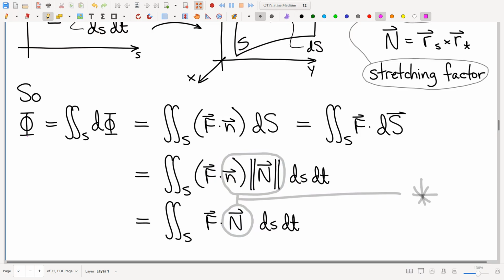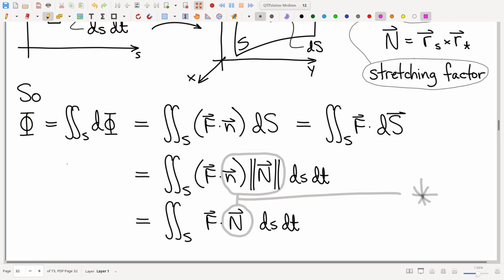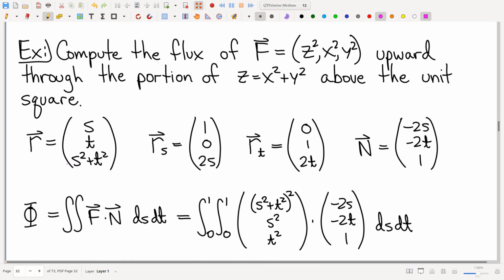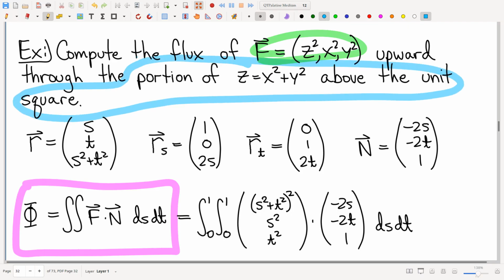Okay, so for the moment, if you want to compute a flux, here's how to pull back through a parameterization. Very handy formula. You should definitely make sure to know this. And here's the example. You can see I'm going to use that formula right there. And let's see, we have a vector field given, and we have a surface given. It's a certain portion of that paraboloid, the portion sitting above the unit square.